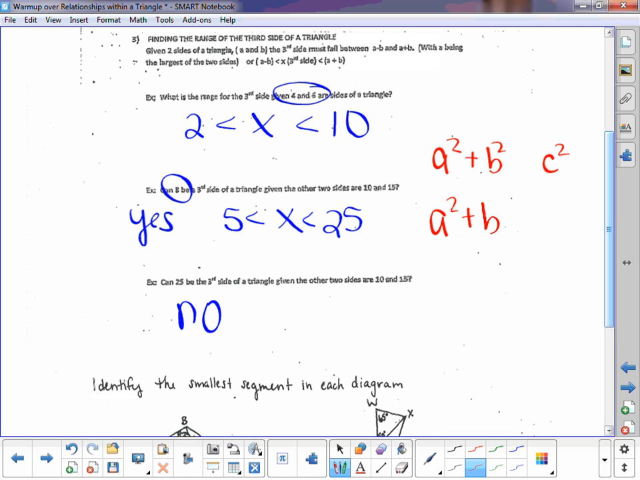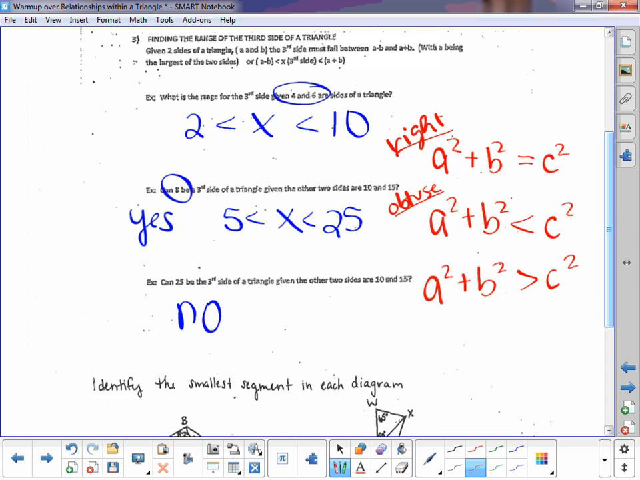So I'm comparing my side squared, where c squared in a right triangle is that hypotenuse. Okay, so if my a squared plus b squared equals c squared, what type of triangle does this create? Right triangle. Now, if my c squared is larger, what does that create? Obtuse. Good. And if c squared is smaller, that leaves me with an acute triangle. And again, c is going to be that longest side. Alright, so don't forget those.